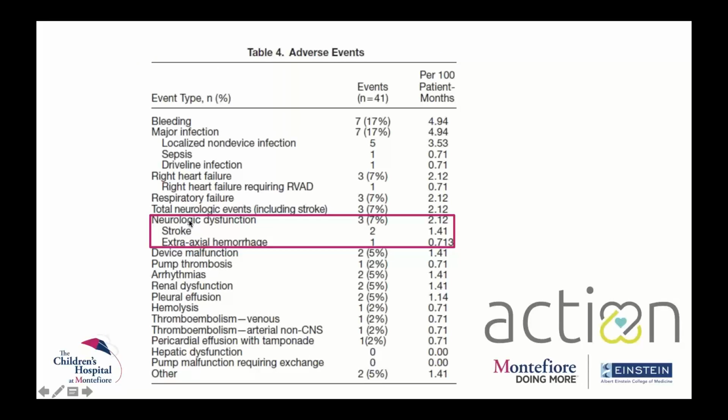And this is, again, the most important point from that paper. Over here, you see neurologic dysfunction, which they defined to include true ischemic stroke, or hemorrhage, or any bleeding in the brain. Only 7% of the patients, only 3 patients, had any sort of neurologic dysfunction. So this is, again, very good data to show that patients are doing very well in the recent era on ventricular assist devices.